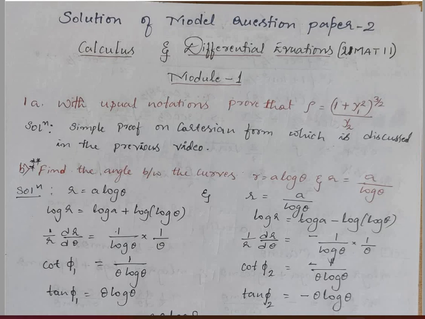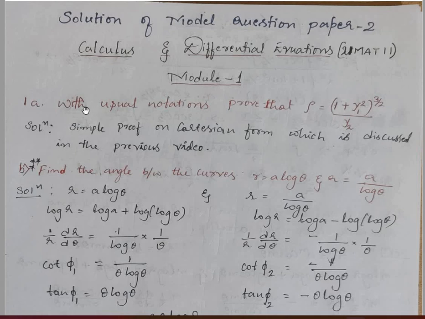In this video I am going to discuss the solution of model question paper 2 of Calculus and Differential Equations. Subject code is 21MAT11. Unfortunately, if I had done this video earlier, it would have helped you a lot, since while writing the solutions for this model question paper, I thought that this question paper is quite difficult. So kindly concentrate on this question paper and go thoroughly through all the questions.